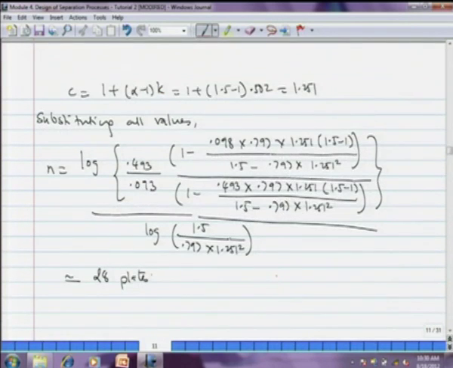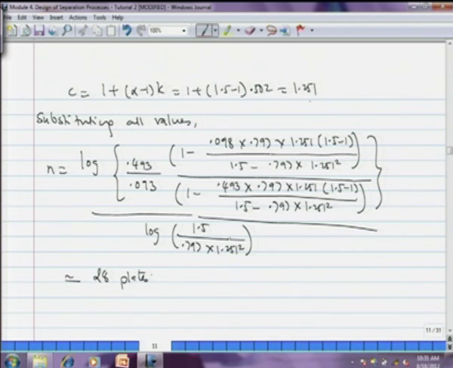So, we put the value of xf as 0.6 minus 0.502, the value of k, and then xn dash is 0.098. The value of c can be found as follows: c is 1 plus alpha minus 1 into k. We have alpha equal to 1.5, k equal to 0.502. So, putting these two values, you can get the value of c as 1.251. And now, we have all the values.